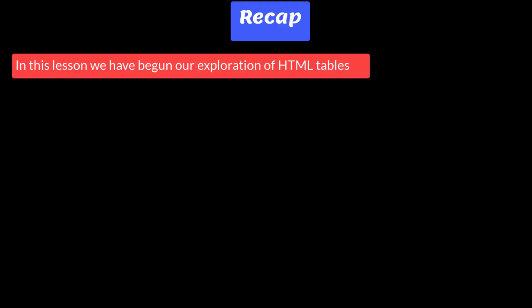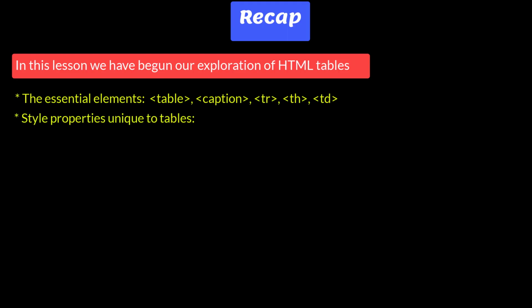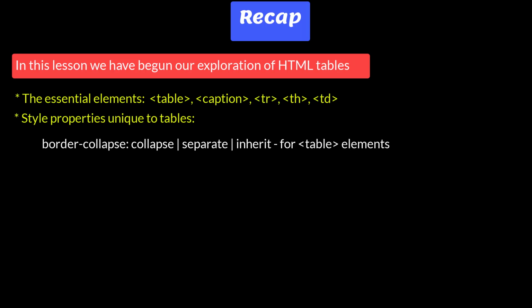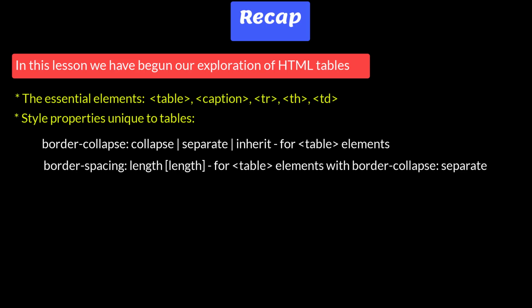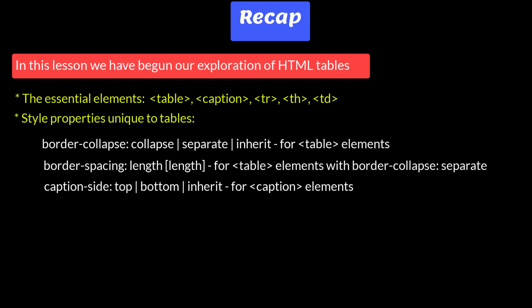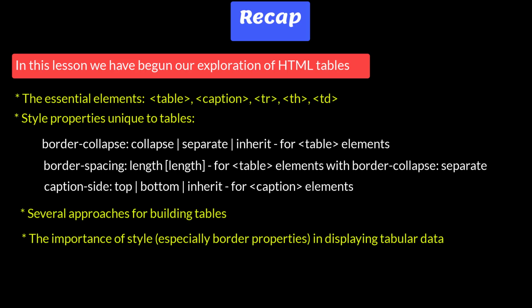In this lesson, we've begun our exploration of HTML tables. The essential elements: table, caption, tr, th, and td; style properties unique to tables; border-collapse, one of collapse or separate or inherit for table elements; and border-spacing, 1 or 2 length fields for tables with border-collapse of separate; and caption-side, top, bottom, or inherit for caption elements. Several approaches for building tables, and the importance of style, especially border properties, in displaying tabular data.